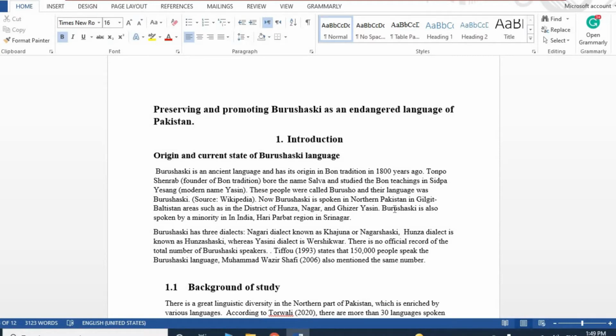And it is also spoken by a minority community in India, in the Hari Parbat region in Srinagar as well. Though the speakers are very few, right? According to the record of Tiffou 1993, he states that 150,000 people speak the Burushaski language, right?